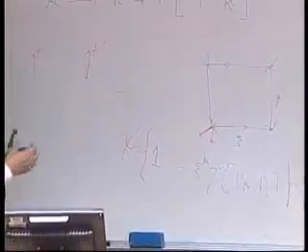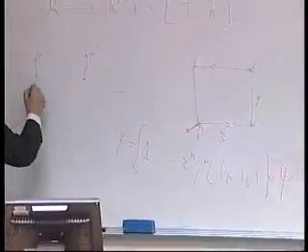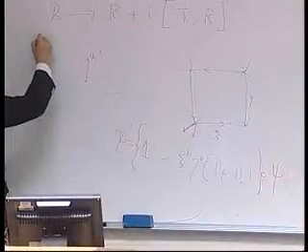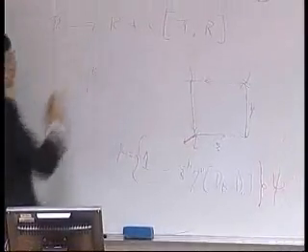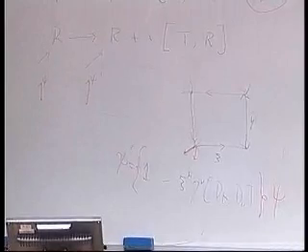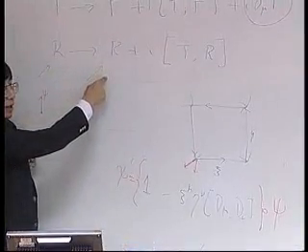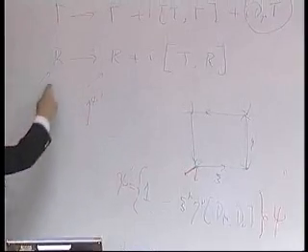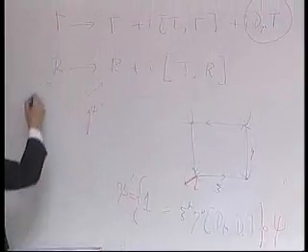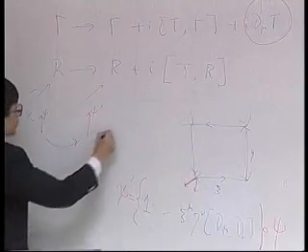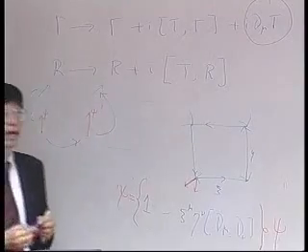I do a rotation. This becomes a green vector, and this becomes a green vector. And now I want to relate these to these. Okay? So I do the same trick as before. Instead of relating this to this, I do it for this.